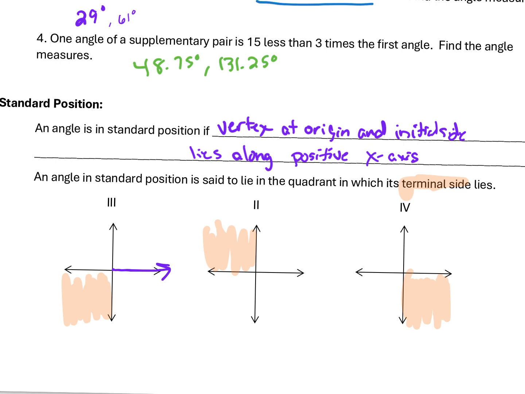So let's think about what this is saying. An angle in standard position is said to lie in the quadrant in which its terminal side lies. So we start in standard position with this ray along the positive x-axis. And if we say that we have an angle in quadrant III, then we know we are rotating around and stopping so that the terminal side, that ending location, is in quadrant III somewhere.